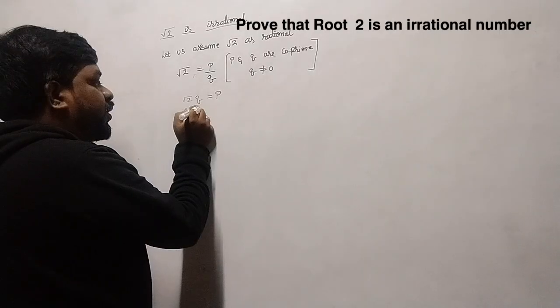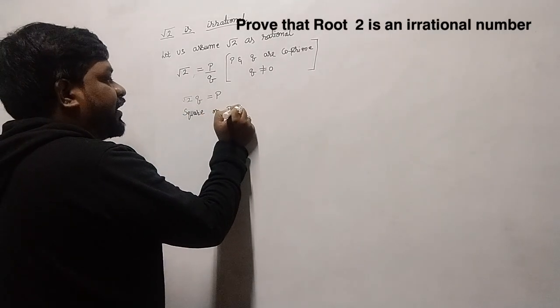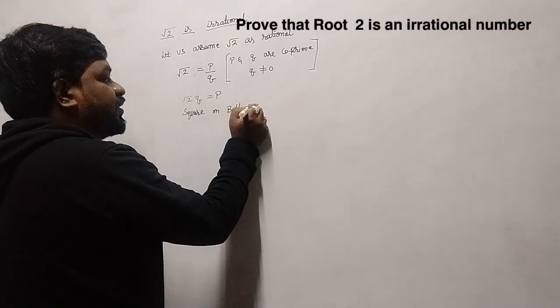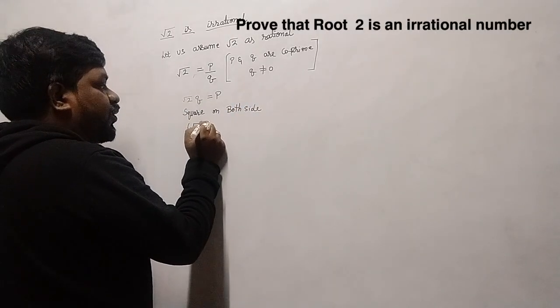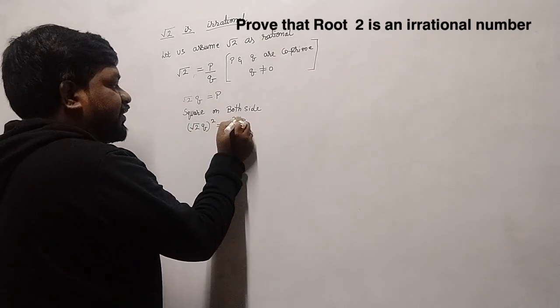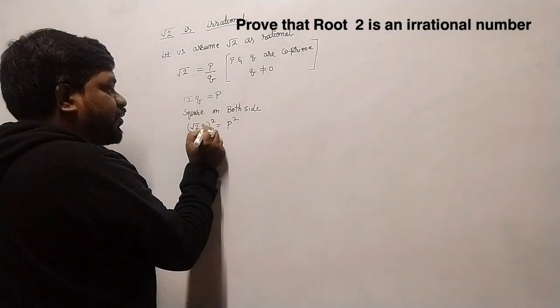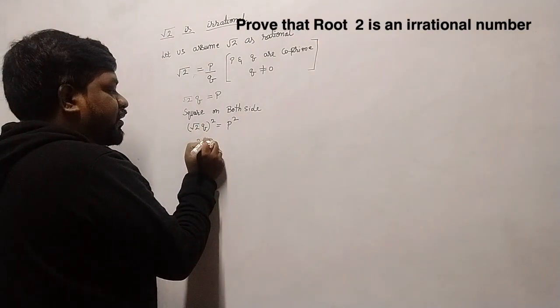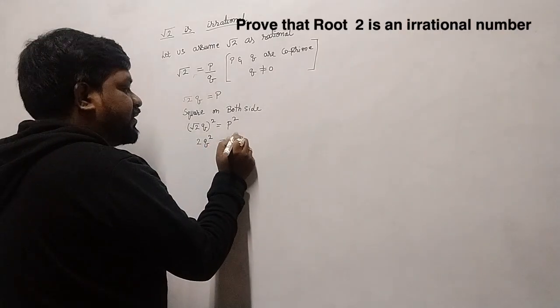Now square on both sides. So both the LHS and RHS we need to square. So (root 2 Q) whole square equals P square. Here square root and square get cancelled, and we will remain with 2 and Q square. So 2Q square equals P square.